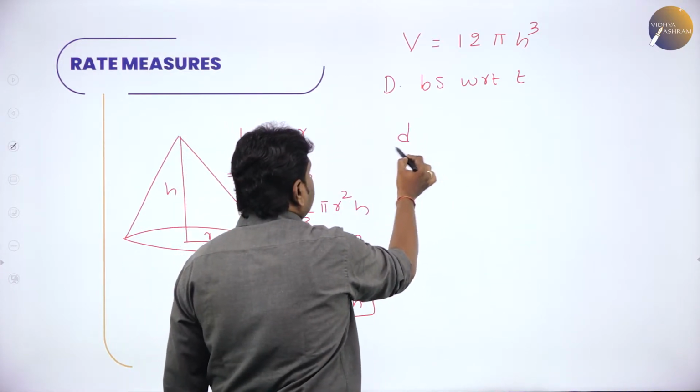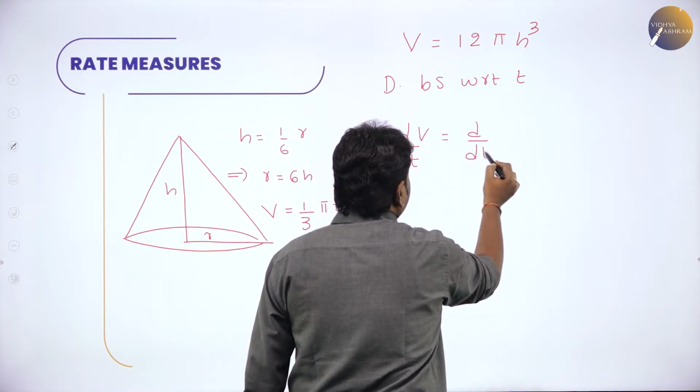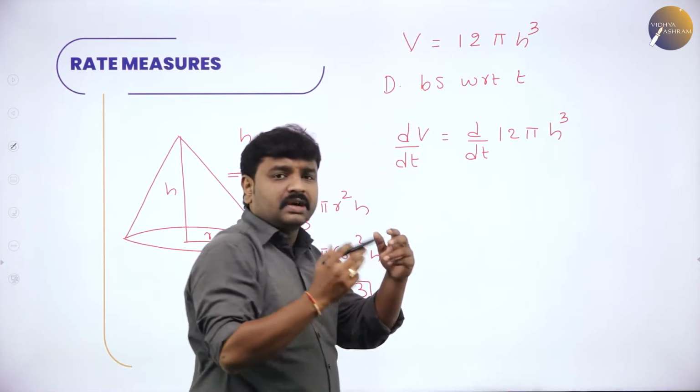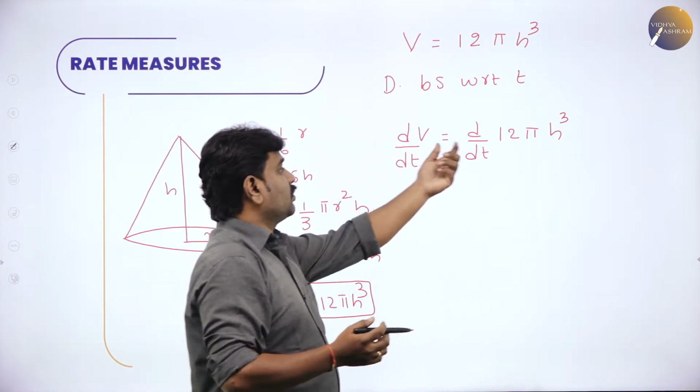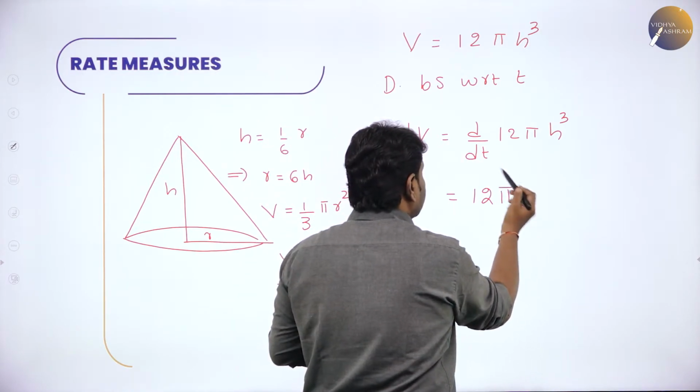LHS becomes d/dt of V. RHS becomes d/dt of 12 pi h cube. All of you know 12 pi is constant. Any number in maths is constant. So 12 pi is constant, take it out. So constant into function ಇದ್ದಾಗ constant ಆಚೆ ತಗೊಳ್ಬೇಕು.